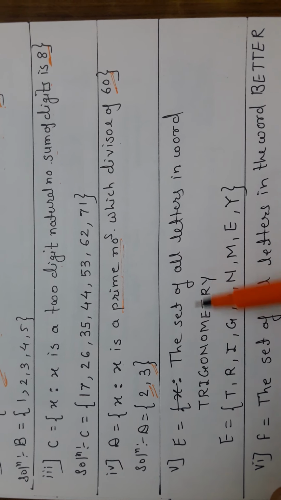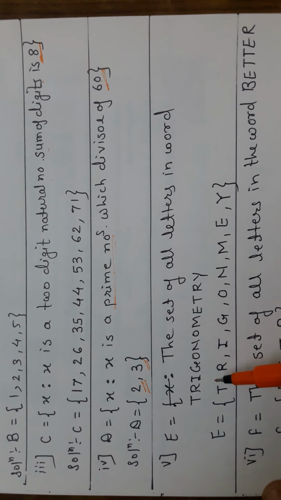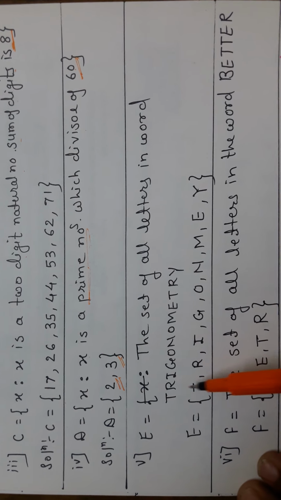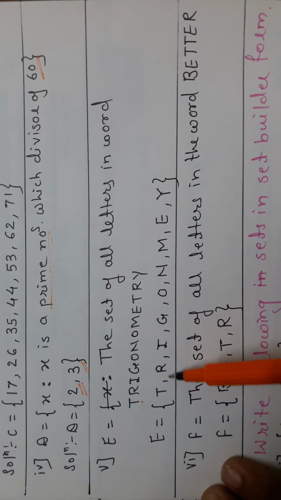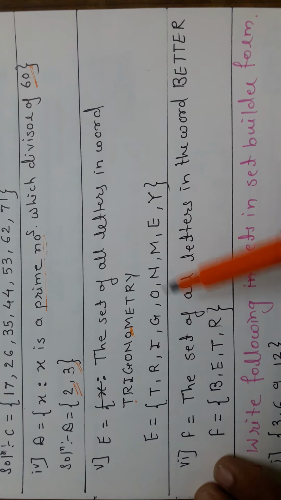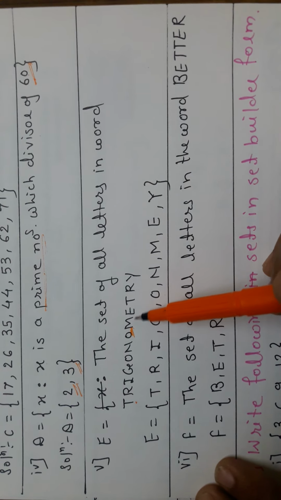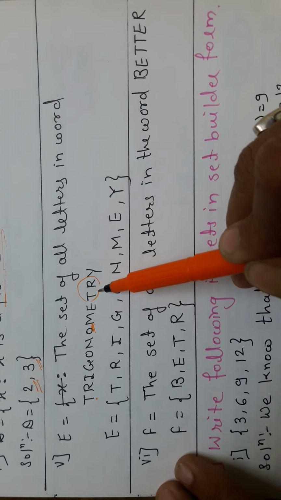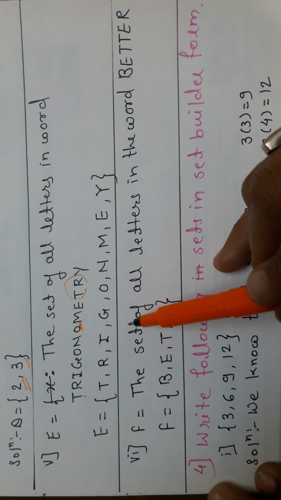Now E is the set of all letters in the word trigonometry. E is equal to curly bracket. We will write the letters T, comma, R, I, G, O, N. O is repeating again, so we will not write it. M, E, and Y, because R we have already written and T also, repetition is not required.